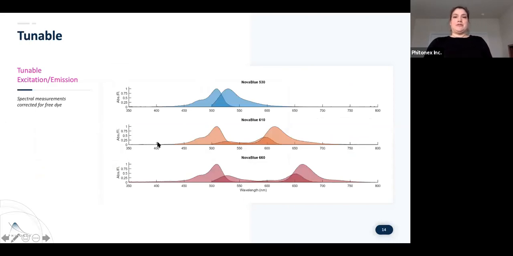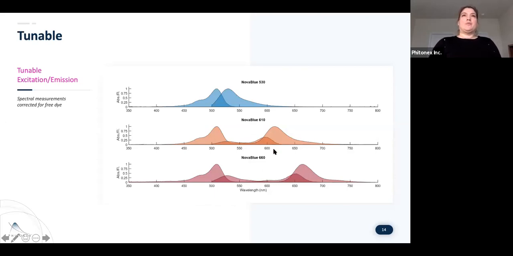So this is getting into more of the details of our specific dyes that we're in the process of releasing. So you can see these are the Nova Blues. The naming conventions are straightforward. So Nova Blue referring to the excitation coming from the blue laser and the emission being either at the 530, 610, or 660.